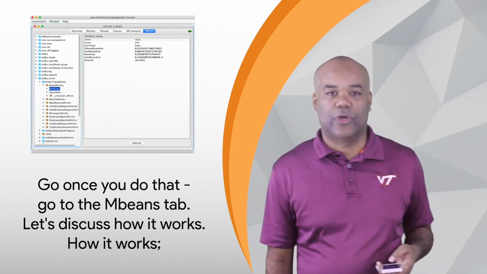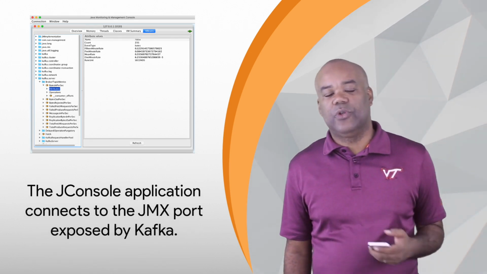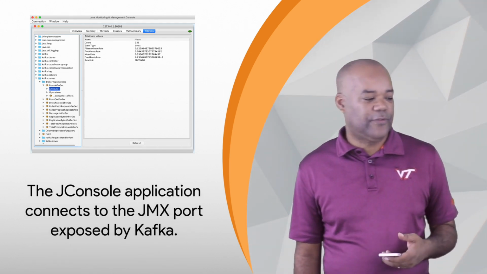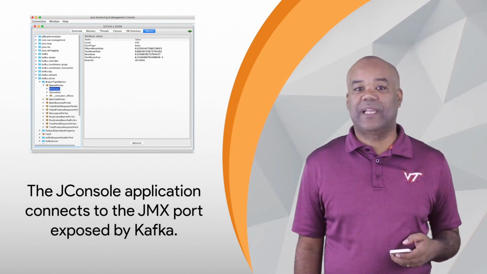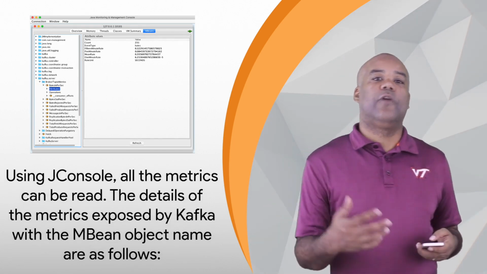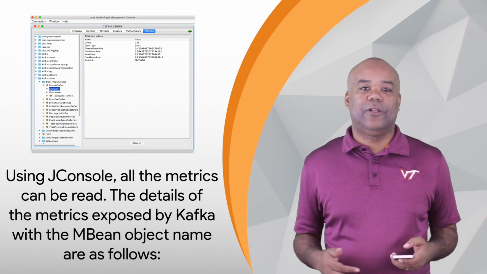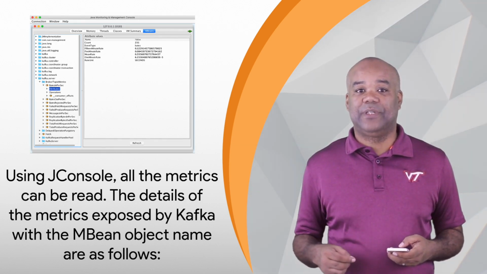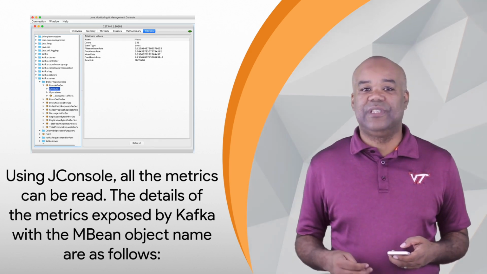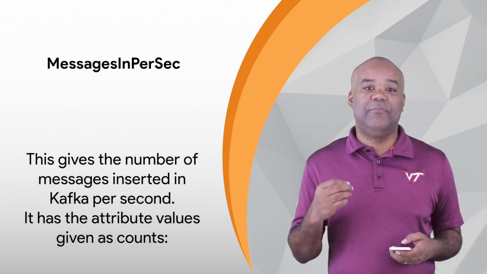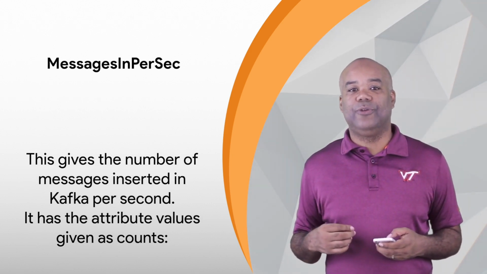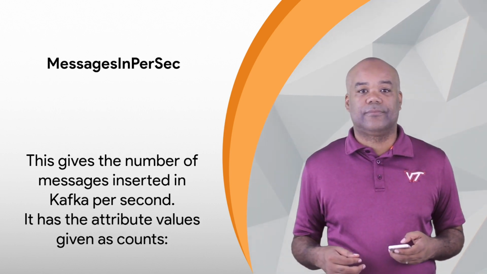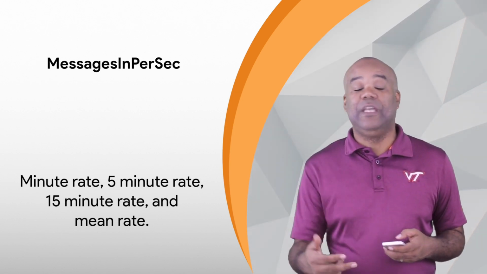And let's discuss how all of this works. The JConsole application, if you're a Java developer, I'm positive that you're familiar with JConsole, connects to the JMX port that's exposed by Kafka. And using JConsole, all the metrics can be read. The details of the metrics exposed by Kafka with the mbean object name are going to be things like messages in per second. And this is going to give you the number of messages inserted in Kafka per second, obviously. It has the attribute values given as counts. Okay? 1-minute rate, 5-minute rate, 15-minute rate, and a mean rate.